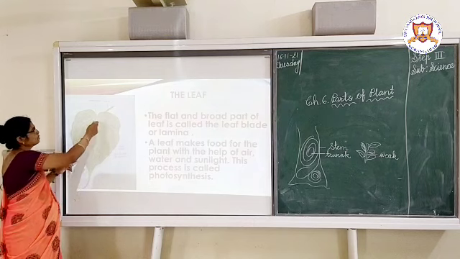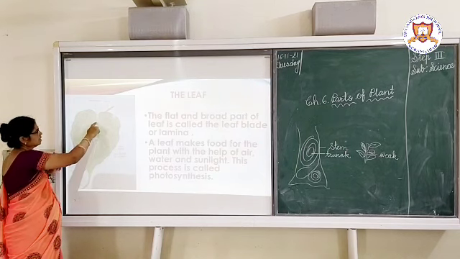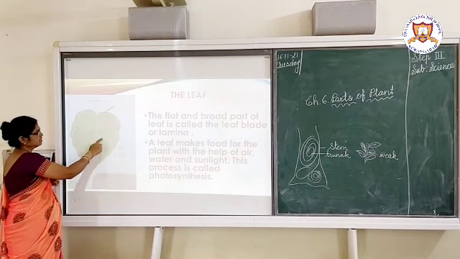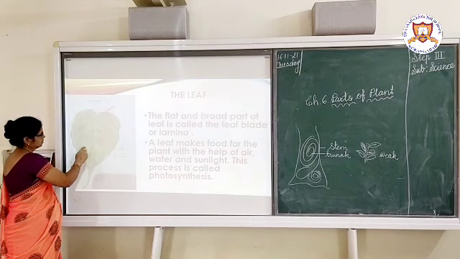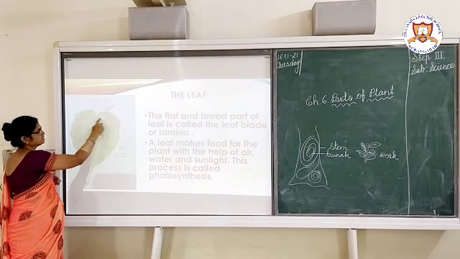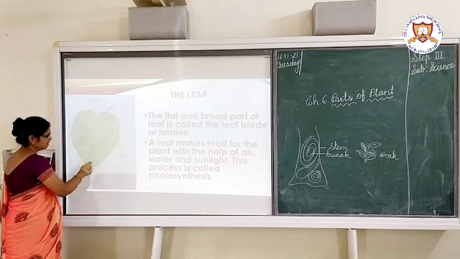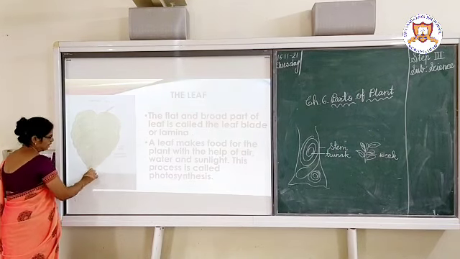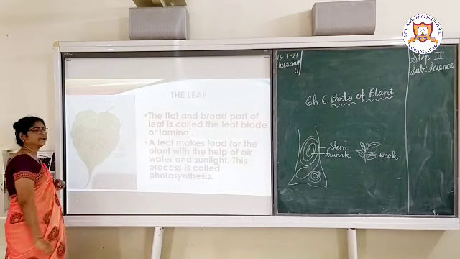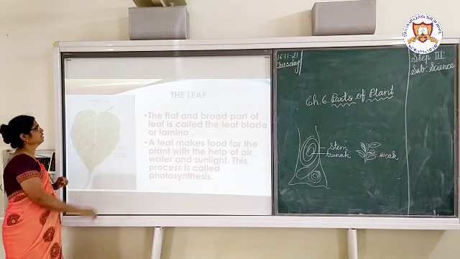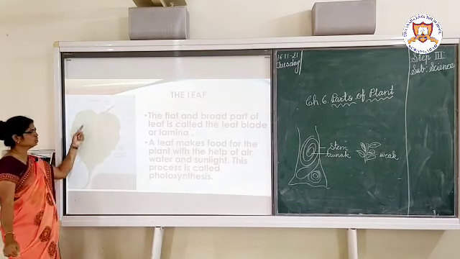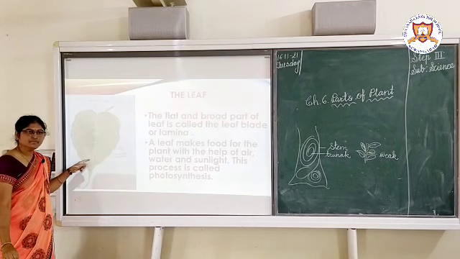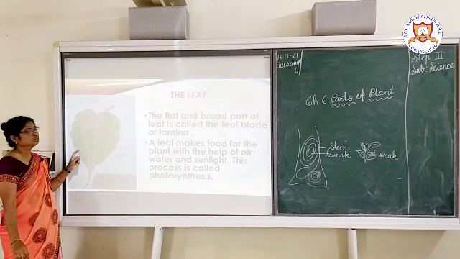So the main function of the leaf. First of all, we will see the parts of the leaf. See here, this is the main vein. These are the side veins. See here, left side, right side, which attach to the main vein. And this whole part is called the leaf blade or lamina. And this is the stalk. So these are the parts of the leaf.